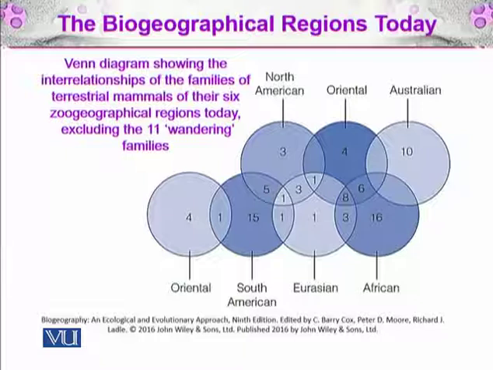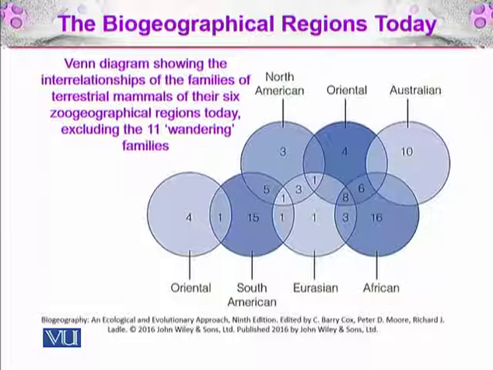You can see that South American and North American are sharing 5, Eurasian and North American 3, Oriental and Eurasian are not sharing any, but Oriental and North American are sharing 1. And African are sharing with 3 continents, which are Eurasian, Oriental, and not with the Australian, but they are sharing with the Oriental and Eurasian only. So you can see that geographically these were at some point related. If they are sharing some families, they would have been sharing their geographical areas as well.